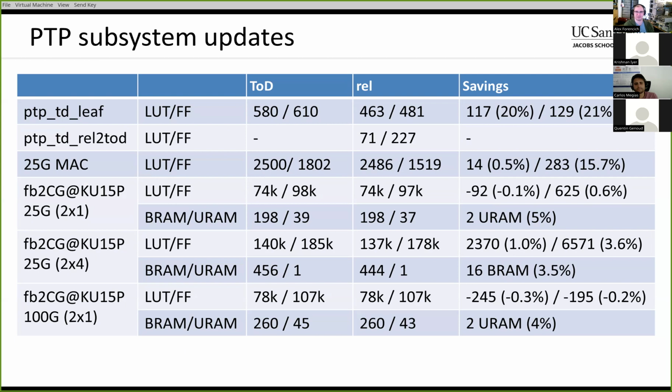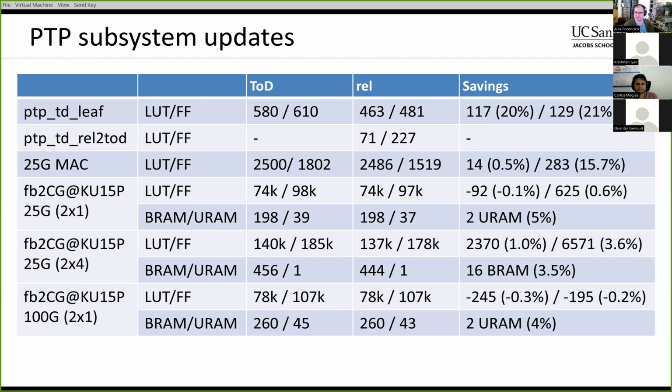the resource counts for a couple of the modules involved just to see what the savings might look like. So if you look at some of the individual modules, the savings are actually decent. Like for the leaf clocks, you get about a 20% savings for both LUTs and flip-flops by not having to compute the time of day timestamp. So that's pretty good.